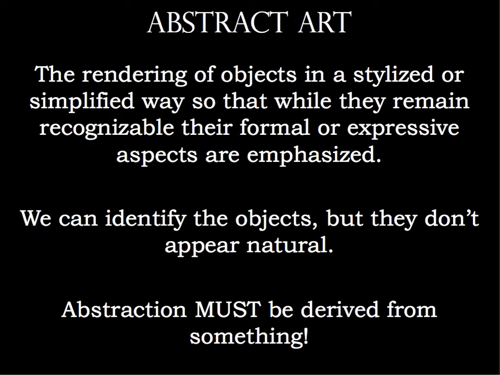And what this really means is what I've written in the second paragraph. My translation is that we can identify the objects that are in the painting or in the artwork, but they really don't appear in their natural state. We also have to consider abstraction must be derived from something, meaning that we take an object and we metamorphosize it, we change it, we develop it in such a way that we move away from its natural rendering to something that's much more man-made or geometric. And this can also not only include line, but it can also include color.